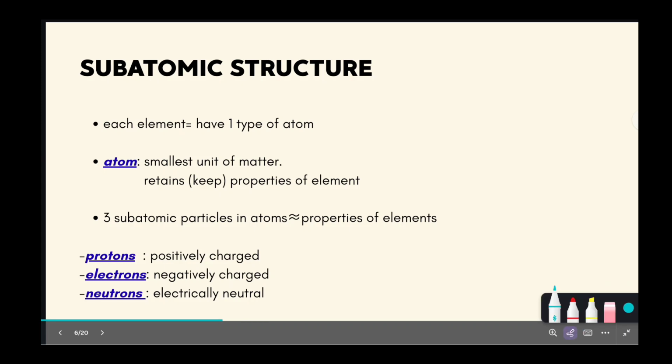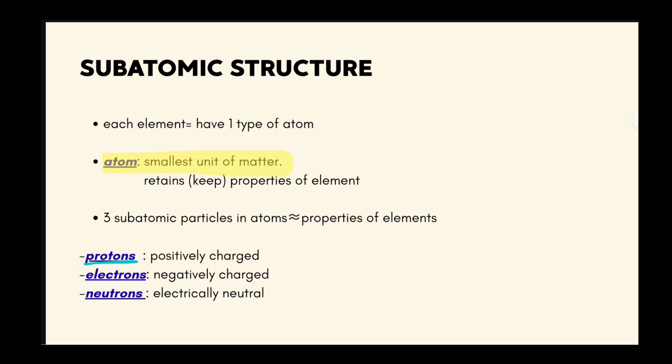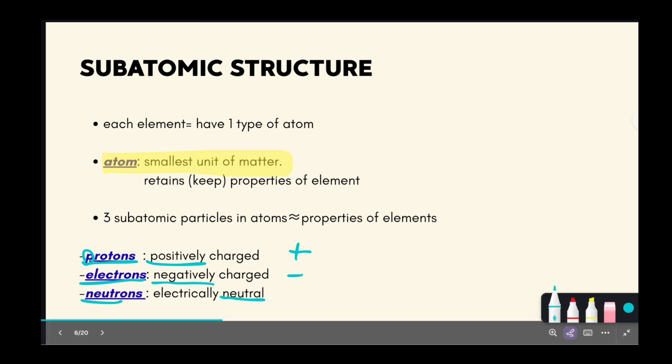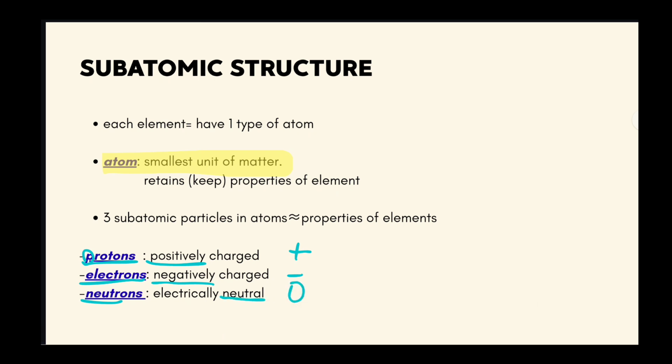Subatomic structure. Each element has one type of atom. An atom is the smallest unit of matter. It retains the properties of an element. There are 3 subatomic particles in atoms. Protons are positively charged, P for positive, and electrons are the opposite from protons. They have a negative charge, so plus and minus. But neutrons are electrically neutral, which means they have zero charge.